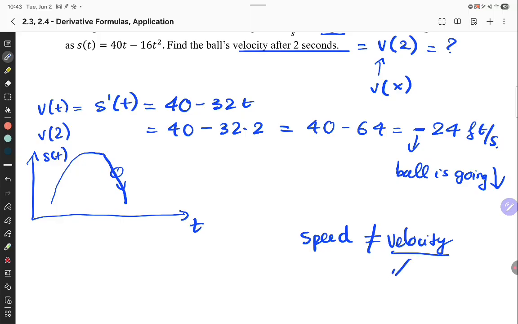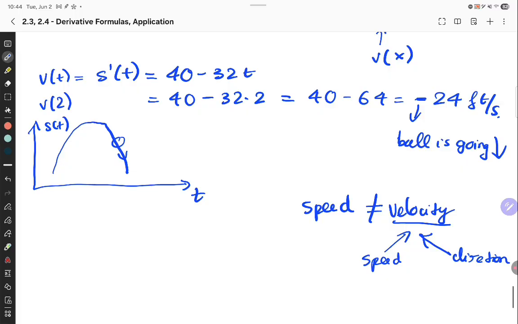Velocity technically includes two things: speed and direction. Okay. Good. Now go back to this one.